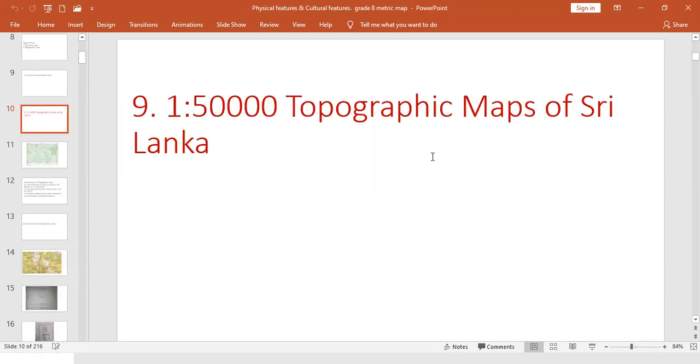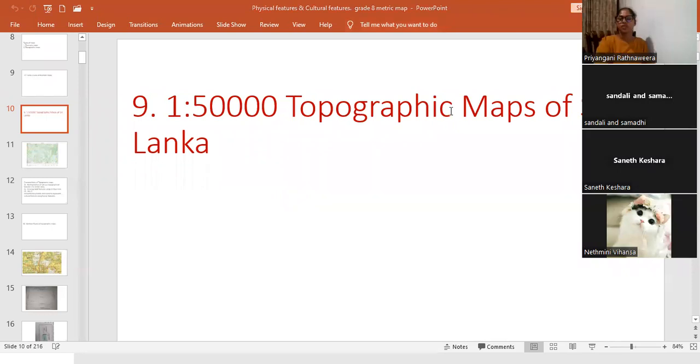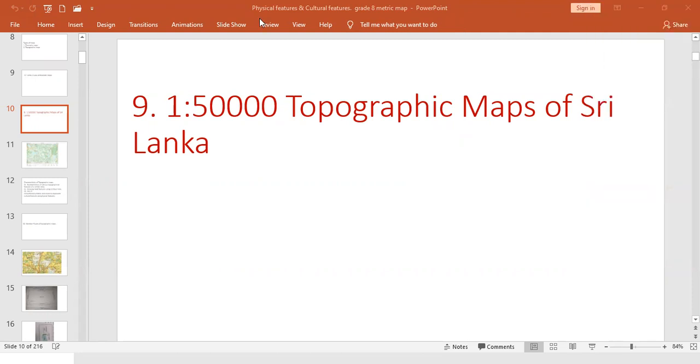Okay, you write down the topic: 1 to 50,000 topographic map of Sri Lanka. In grade 7, 8, 9, 10 also, you learned about this lesson. Some parts we discuss about this lesson. This is the last lesson for the O-level examination.